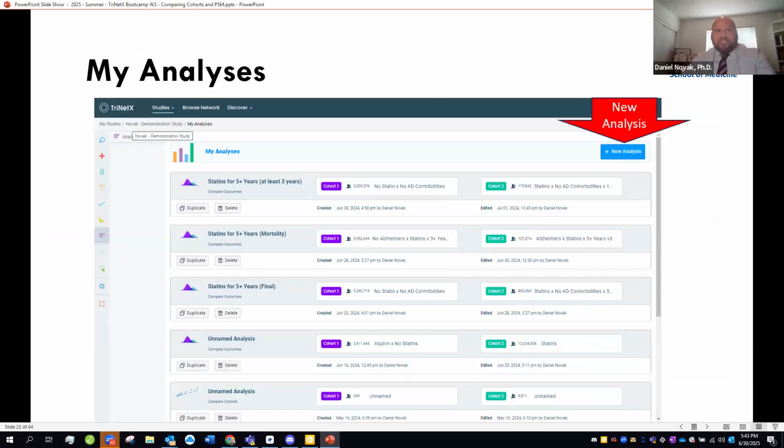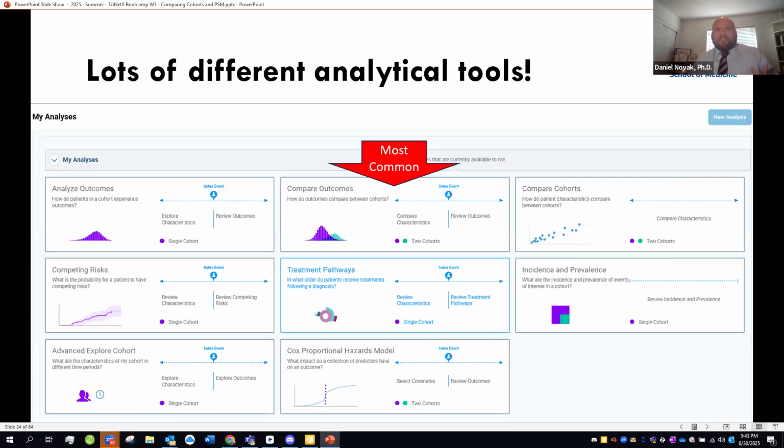You're going to look at a screen something like this that says My Analyses. You can see I've got a bunch of them lined up here. But if you're going to create a new one, there's a blue button in the upper right-hand corner called New Analysis that you're going to click. When you click on that, you're going to be given a series of different choices, right? And I'm going to take you through them a little bit to describe what they're for.